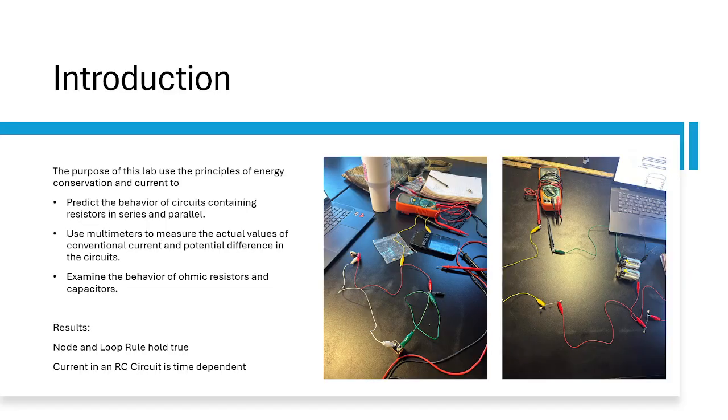For the introduction, the purpose of this lab was to use principles of energy conservation and current to predict the behavior of circuits containing resistors in series and parallel, and to use multimeters to measure the actual values of conventional current and potential difference in these circuits, to examine the behavior of ohmic resistors and capacitors. Some of the results that we found were that the node and loop rule hold true. The current in an RC circuit is time dependent.